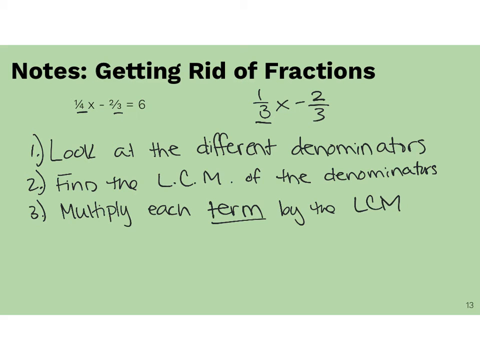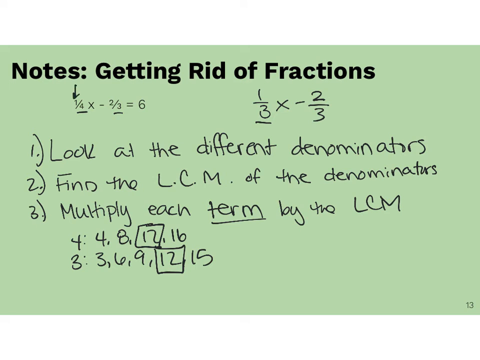So how do I do that? Well, multiples of 4 are 4, 8, 12, 16. Multiples of 3 are 3, 6, 9, 12, 15. What is the first number they have in common? 12. So if I want to get rid of fractions, I would multiply every term by 12. So first term, second term, third term, I would multiply by 12.